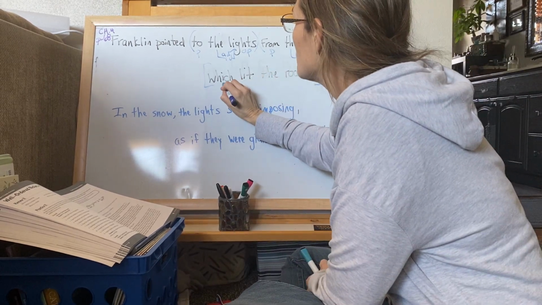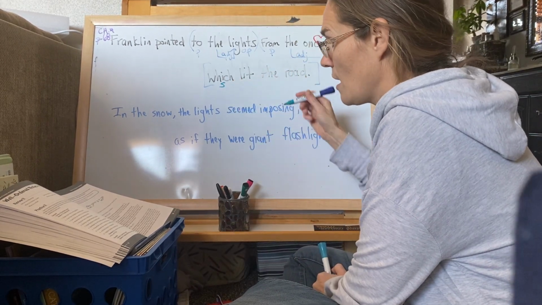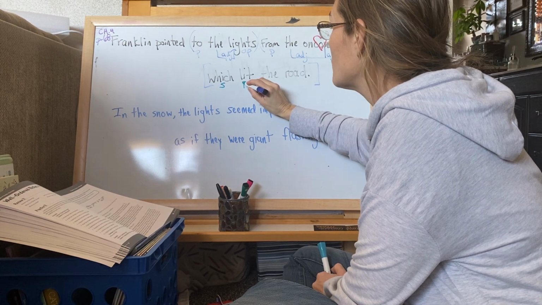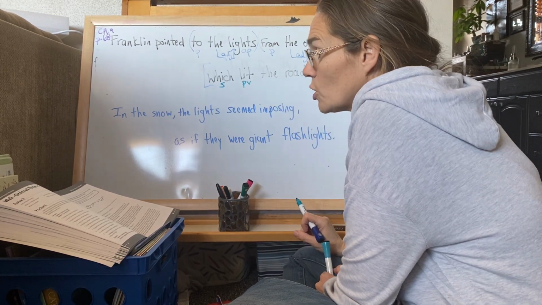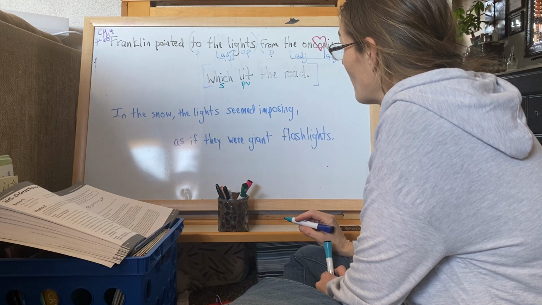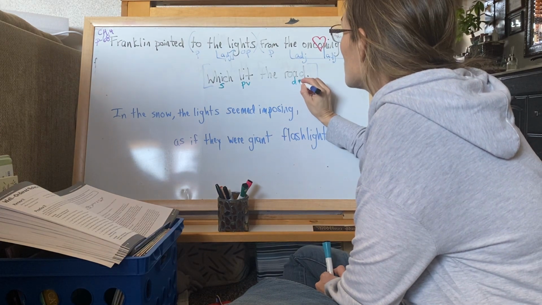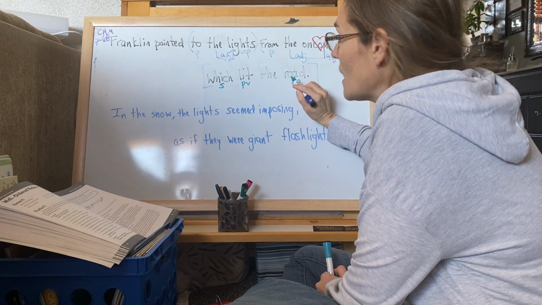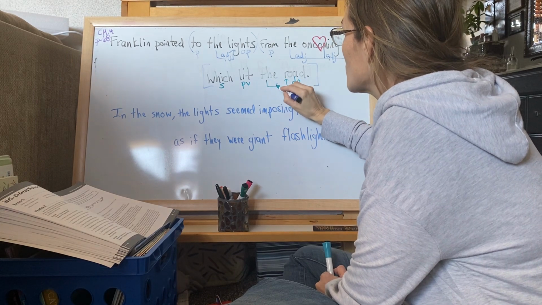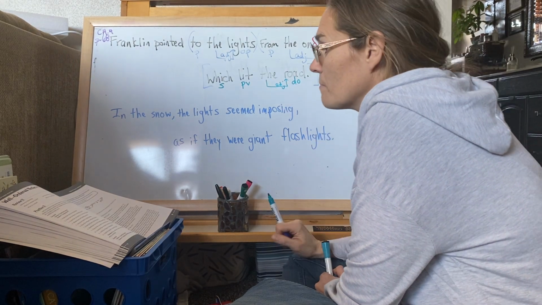Okay, so this is our subject, which, and the predicate verb is lit, right? Lit who or what? The road. So that's our direct object, and the is our adjective.